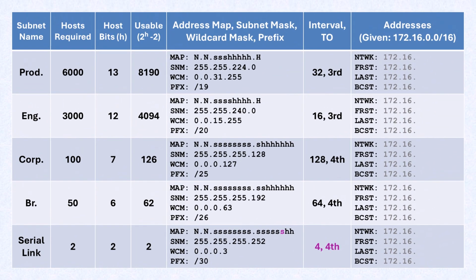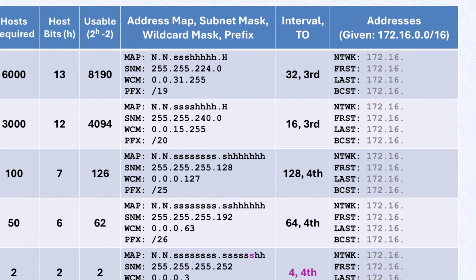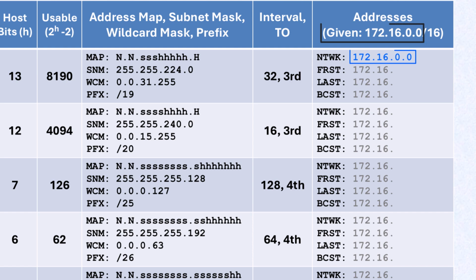Let's move on to the addresses column. We'll determine all the network addresses first. The value of both classful octets has already been recorded as 172.16. We will then proceed to determine all broadcast addresses, followed by the first usable address in each subnet, and finally, the last usable addresses. For the network address of the first subnet, use the given address to subnet and apply the prefix. This gives 172.16.0.0/19.